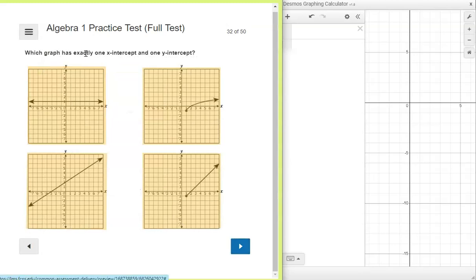All right, what graph has exactly one x-intercept and one y-intercept? So you need a point going through the x-axis, and you need one point going through the y. This one has no x-intercept, only one y-intercept. This one has one x-intercept, no y-intercept. So obviously this one, because it has one x-intercept right there and one y-intercept right there. This one, yeah, doesn't work either.